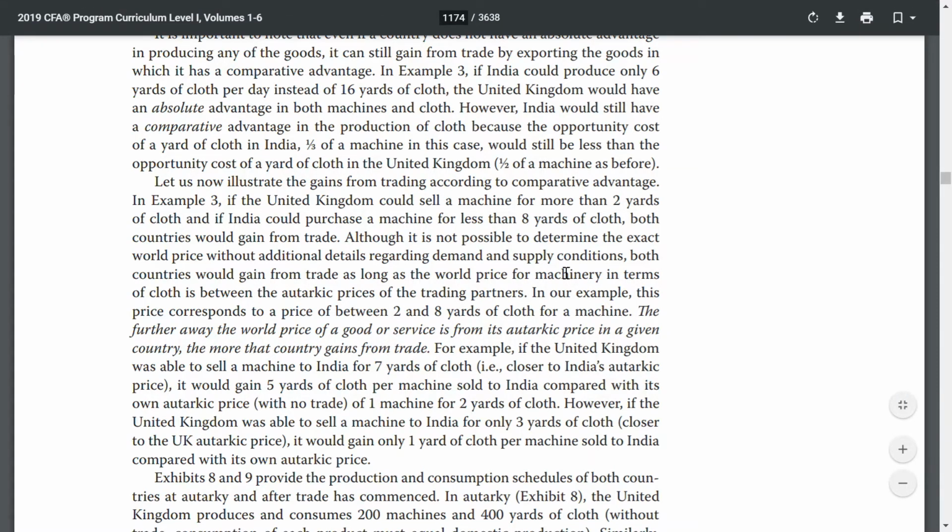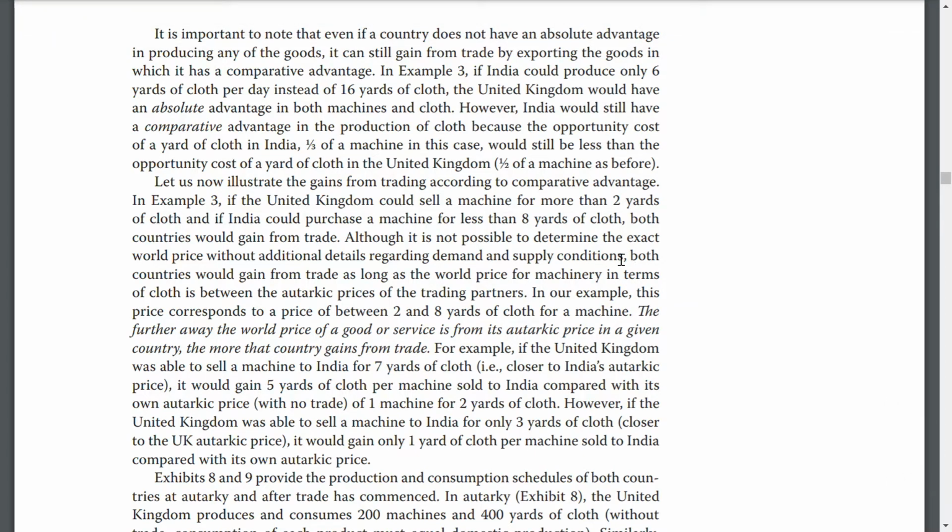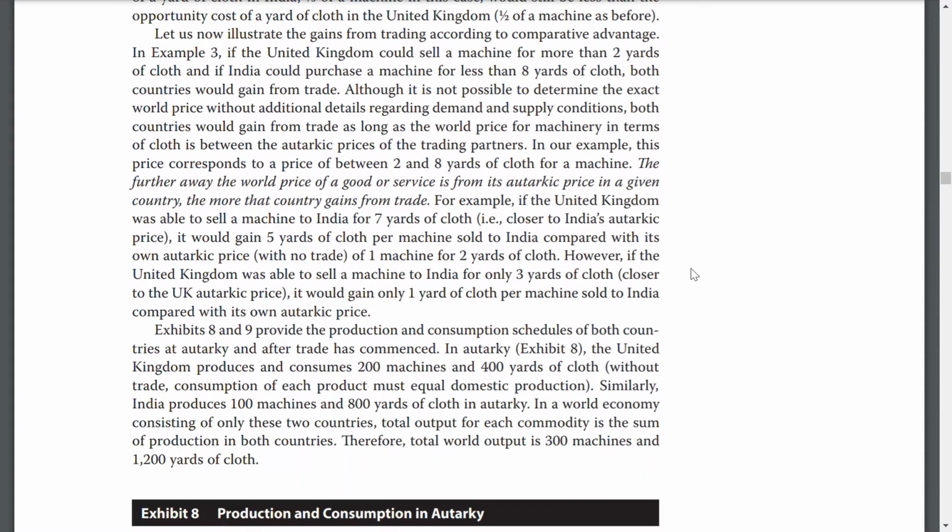Let us illustrate the gain from trading according to comparative advantage. In example 3, if the United Kingdom can sell a machine for more than 2 yards of cloth, and if India can produce a machine for less than 8 yards of cloth, both countries will gain from trade. Although it is not possible to determine the exact world price without additional detail regarding demand and supply conditions, both countries will gain from trade as long as the world price of machinery in terms of cloth is between the autarkic prices of the trading partners.